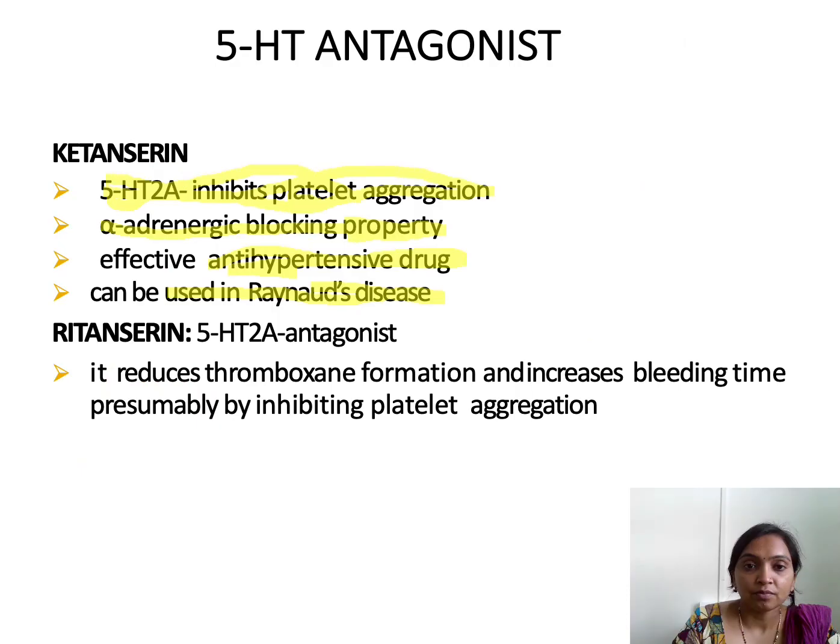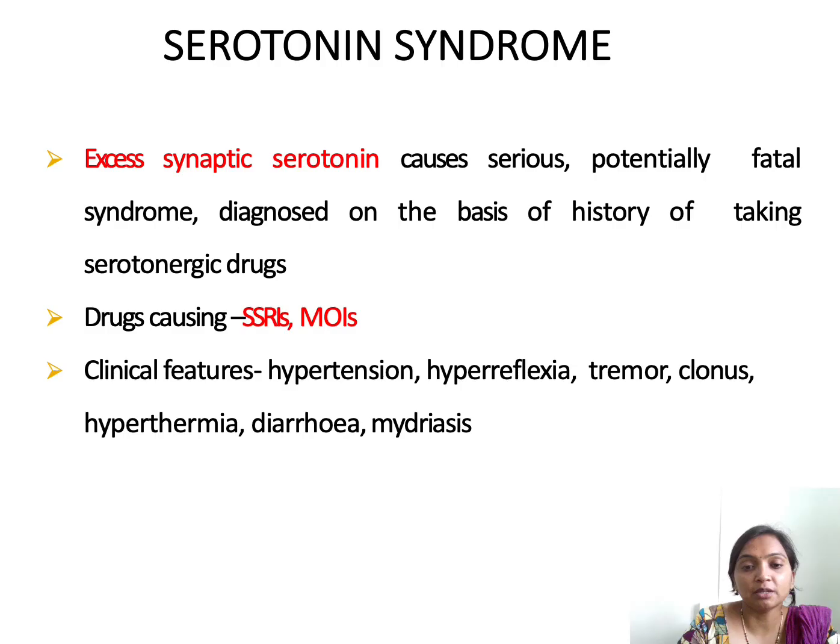Ritanserin is also another 5-HT2 antagonist. This also reduces thromboxane function, and it increases the bleeding time. That is, clotting is prevented by inhibiting the platelet aggregation.